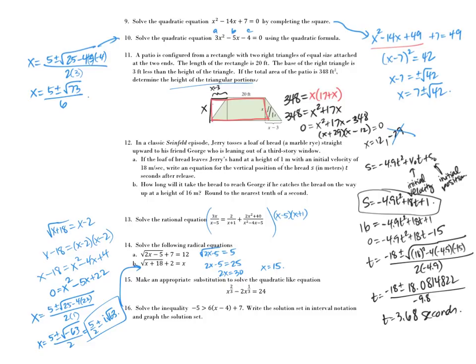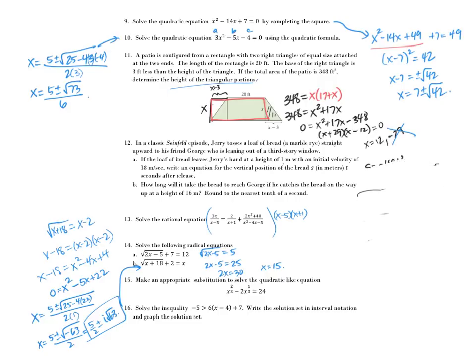Then make an appropriate substitution to solve that quadratic-like equation. So for the substitution, I can see that we have an x to the 2/3 and a 2x to the 1/3. So my substitution that I want to do is I'll substitute u is equal to x to the 1/3. Okay, and so my equation then becomes u squared minus 2u minus 24 equals 0, and I can solve this.